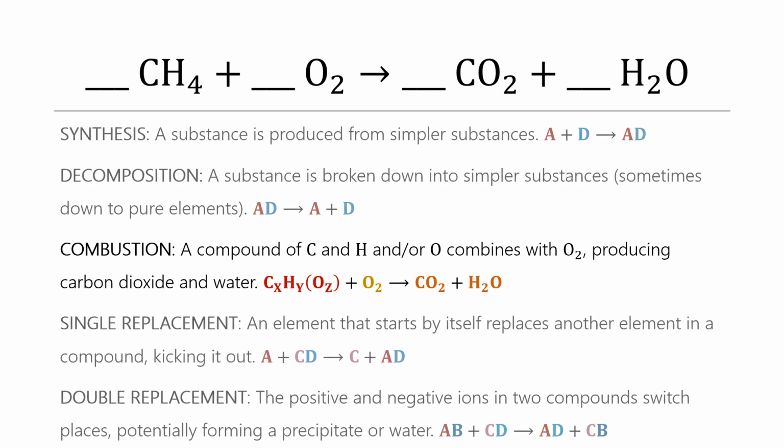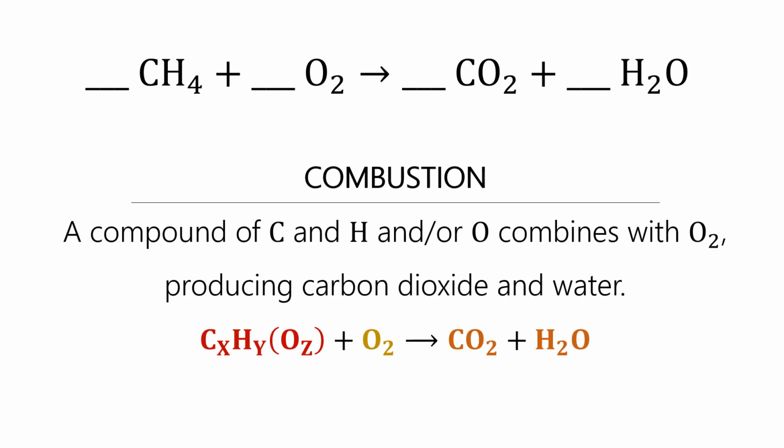Instead, this is a combustion reaction, where something with C's and H's reacts with O2 to specifically make CO2 and H2O. Even if you have a different compound of C's and H's, like C3H8 or C4H10 or C6H12O6, as long as it reacts with O2, you're going to make some number of CO2s and H2Os. From there, we can just balance it by changing the coefficients out front.